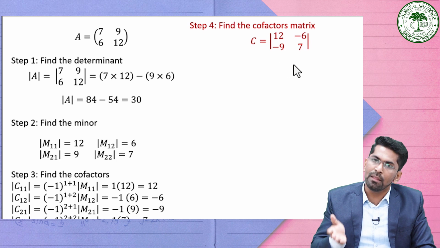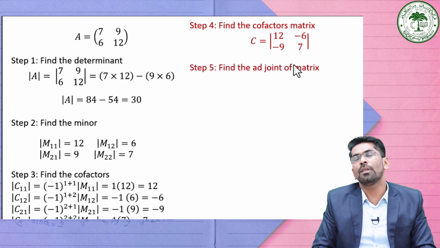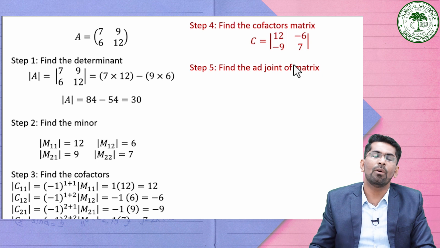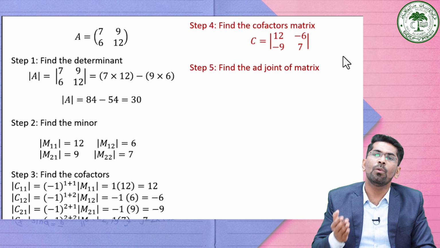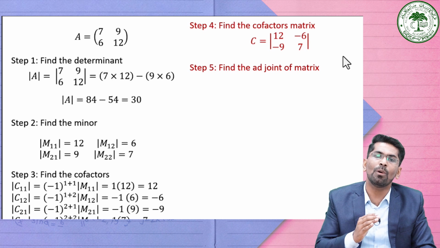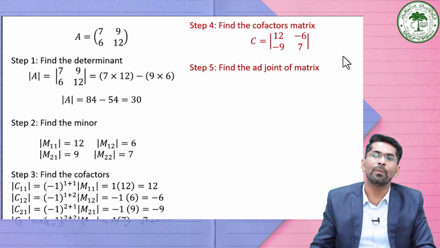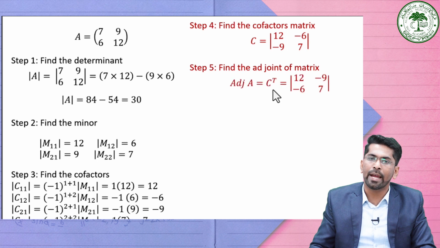After finding the cofactor matrix, the next step is to find the adjoint of the given matrix. How to find the adjoint of a matrix? We take the transpose of the cofactor matrix, that means changing the columns into rows and rows into columns, and then you will get the adjoint. So the adjoint of a matrix is equal to the transpose of the cofactor matrix, which is equal to 12, minus 6.